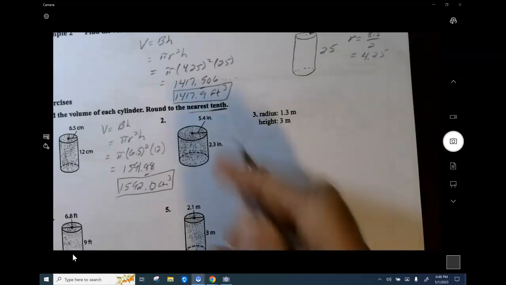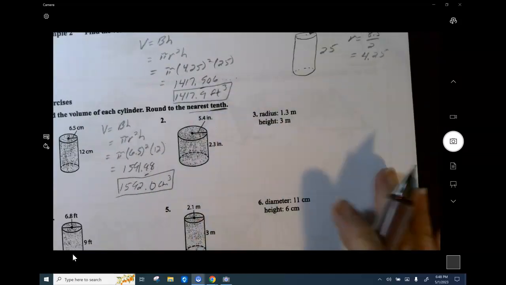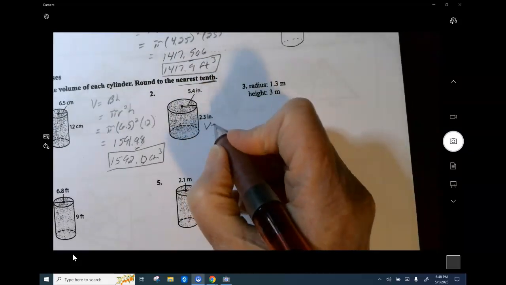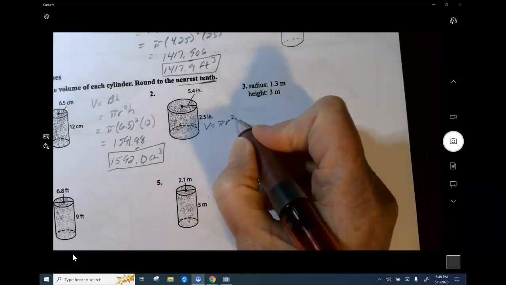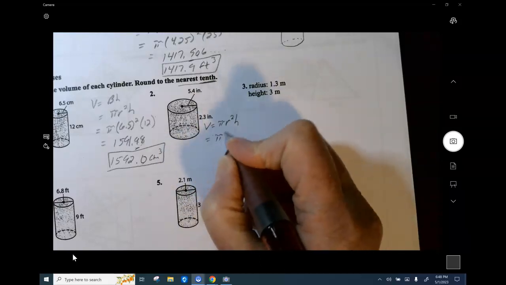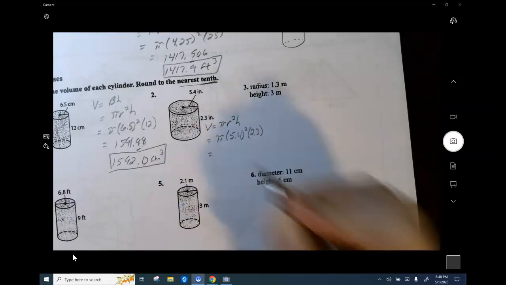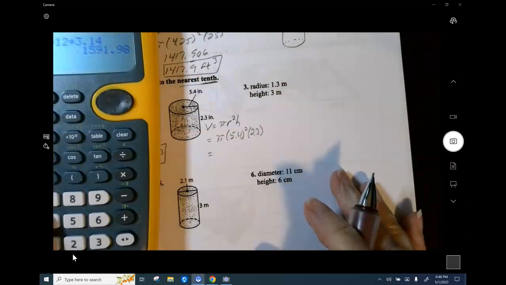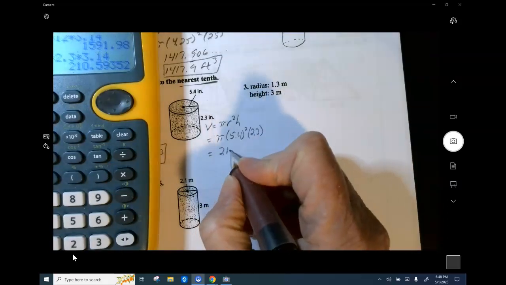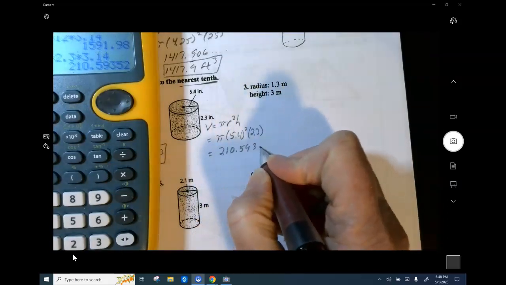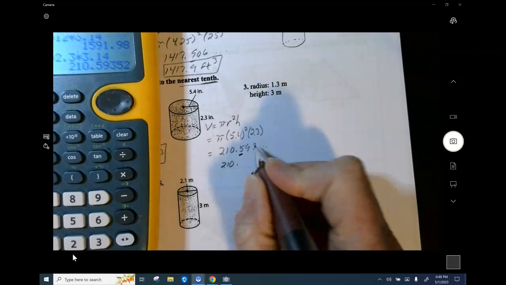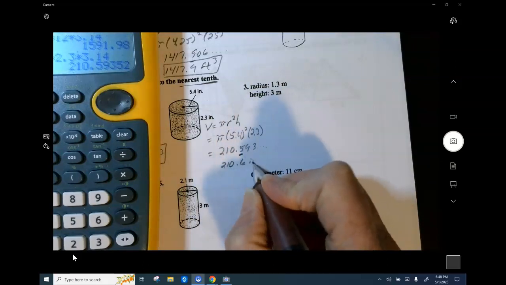Okay? Good. Next one. We have a radius, we have a height. And again, feel free to just pause it. We know the base is a circle, so we're going to use pi r squared h. So pi times the radius squared times the height. Take out your calculator. And I got 210.593 blah blah blah, tenths. So 210 point, give it a shove, inches cubed.